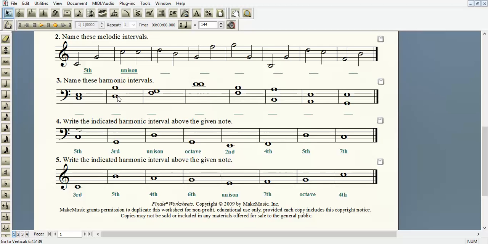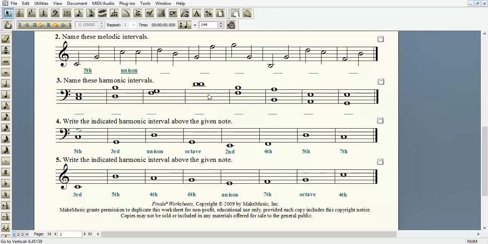What about this one? We're starting on D. D, E, F, G, A, B. So we're going from D to B. That's right, it's a sixth. 1, 2, 3, 4, 5, 6. Now, this one's one of our special cases, so you ought to be able to recognize it instantaneously as a second.